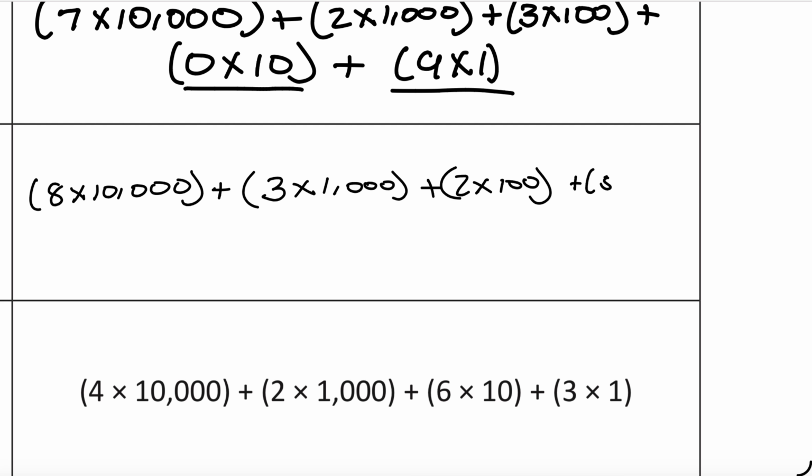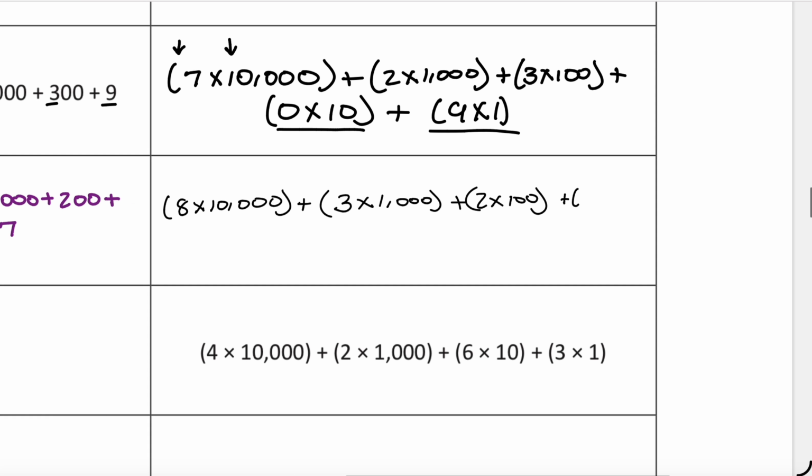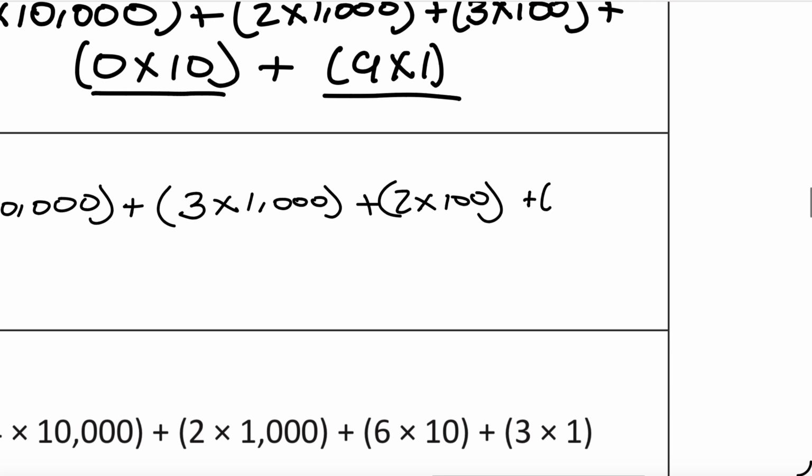plus 2 times 100, plus 50. Well, in this case, it wouldn't be 50. It'll be 5 times 10 because 5 is in the tens place. 5 times 10. And then the last digit was 7, and we know that that is in the ones place. So that is 7 times 1.